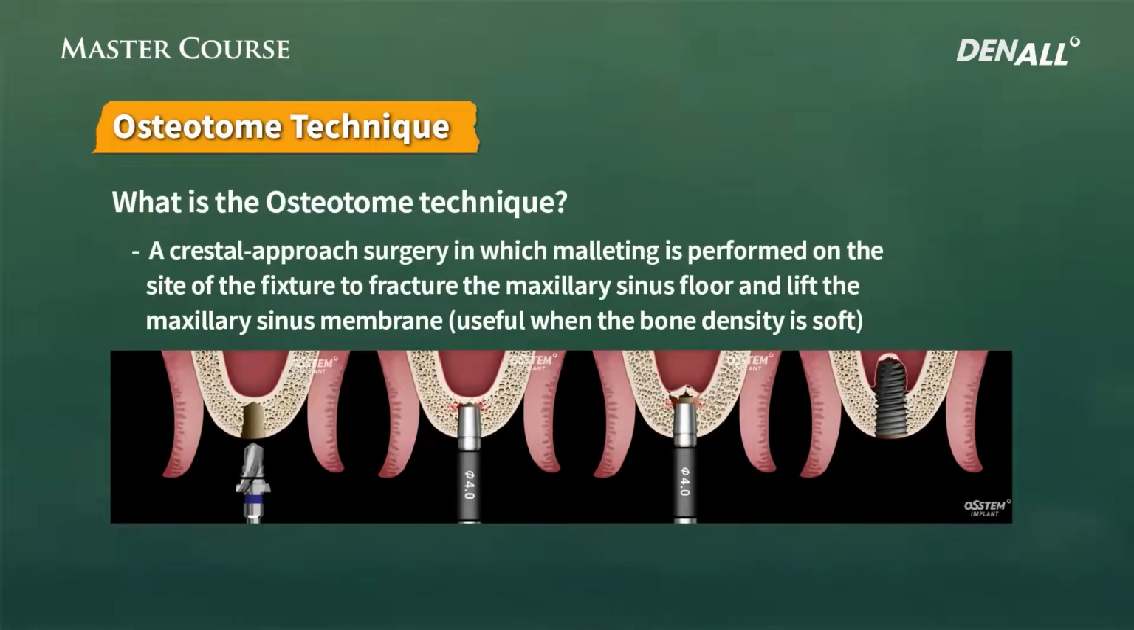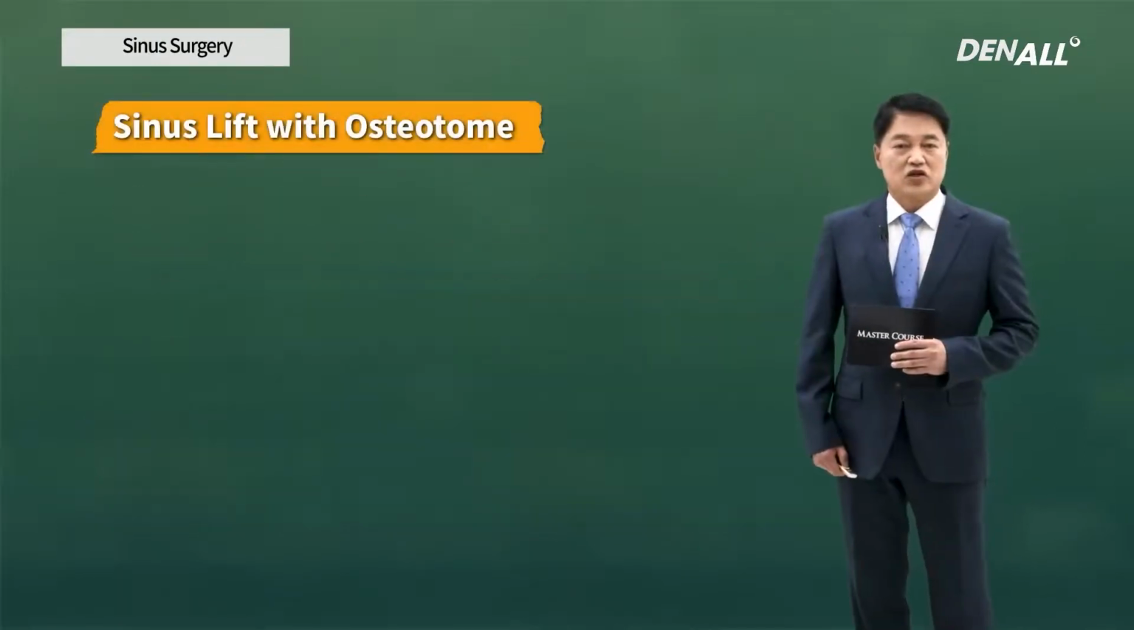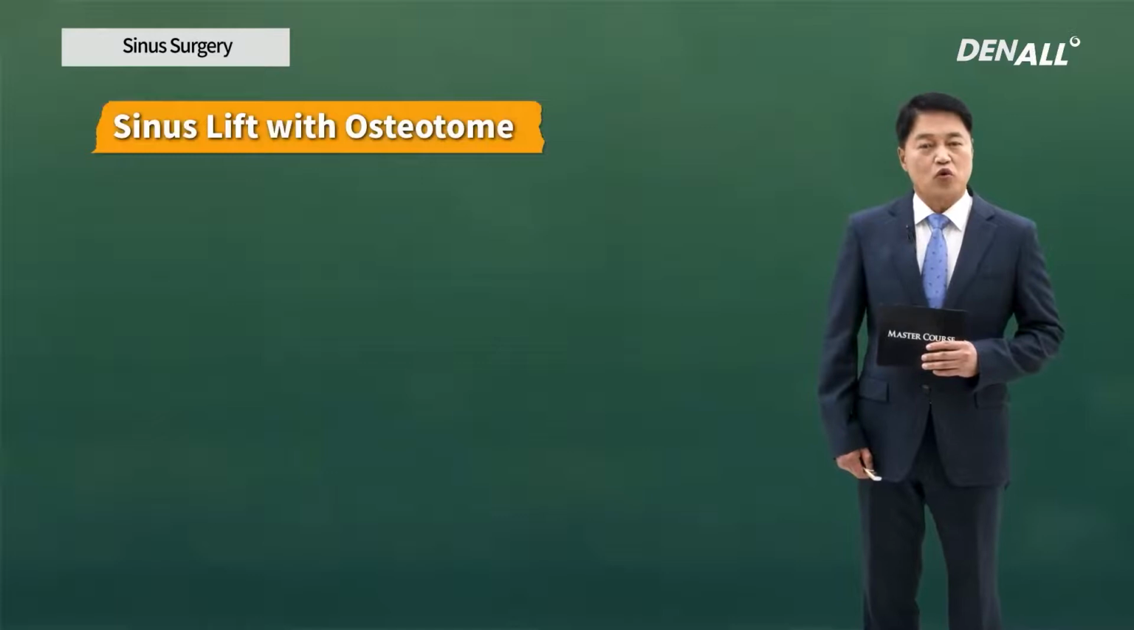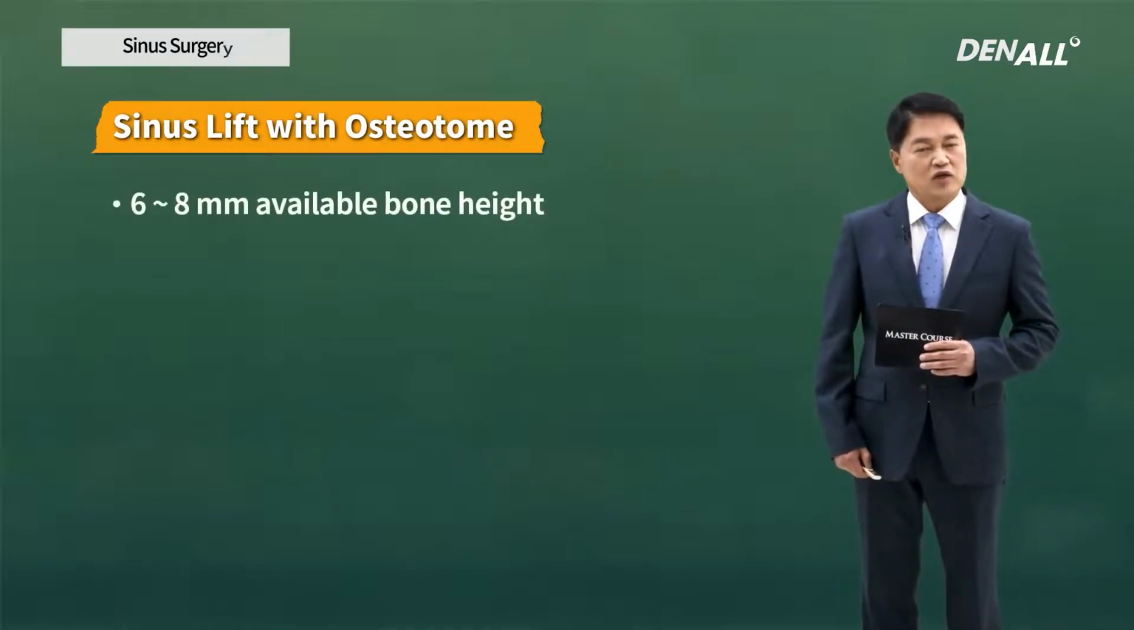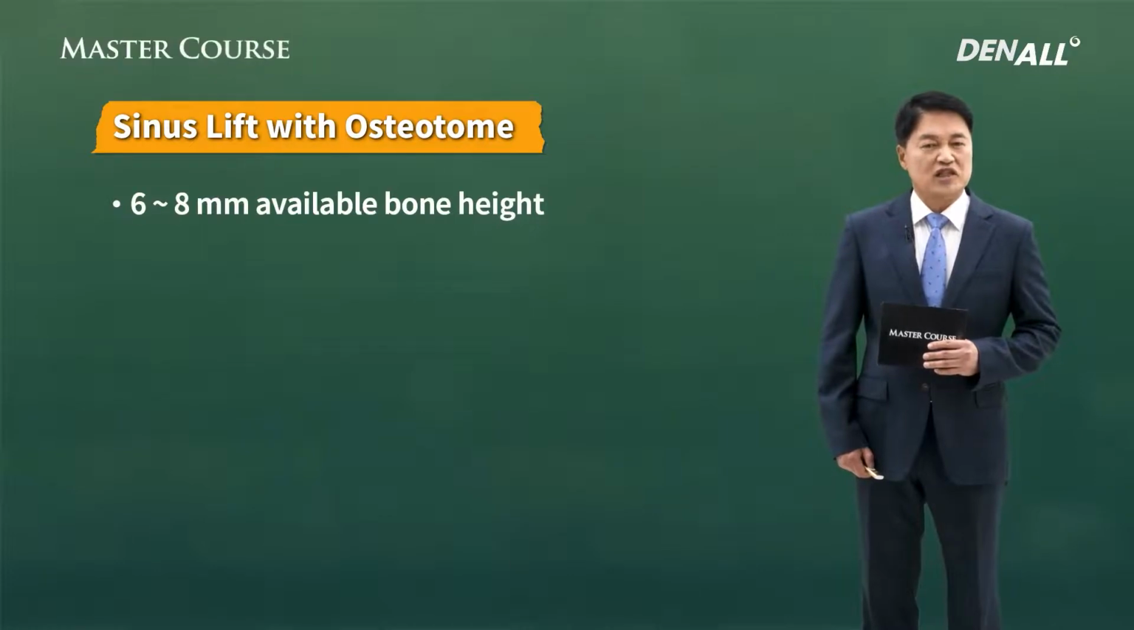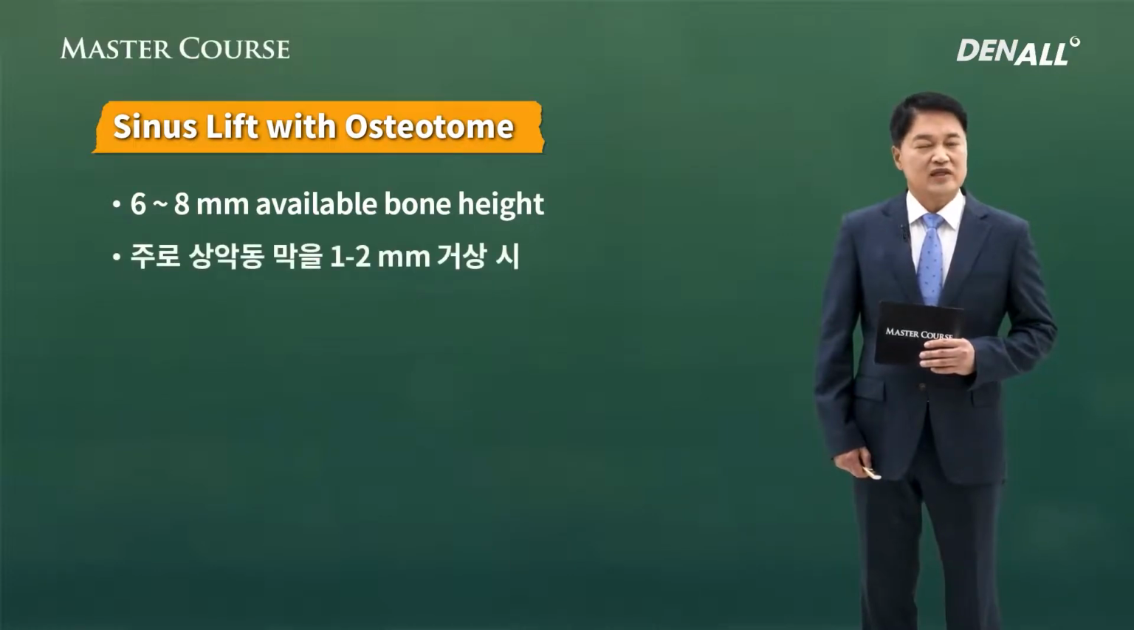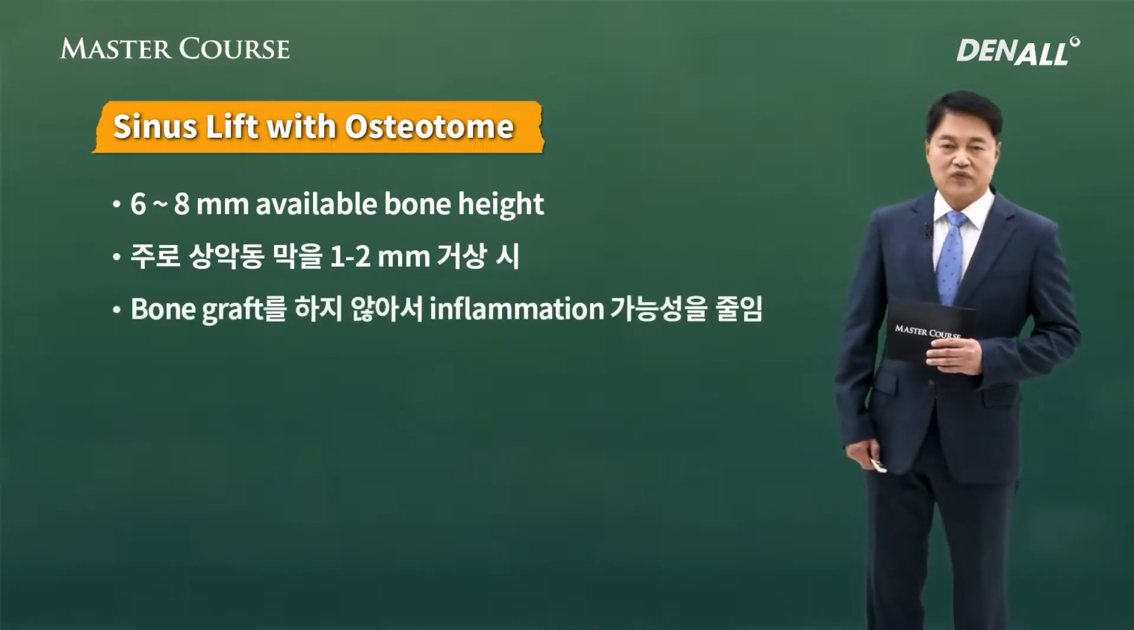As you can see, it's a crestal approach surgery in which drilling is performed on the site of the fixture to fracture the maxillary sinus floor and lift the maxillary sinus membrane, and it is very useful when the bone density is soft. As mentioned, for the osteotome technique without bone graft, the residual bone height should be 6 to 8 millimeter, and you would lift the Schneiderian membrane by 1 or 2 millimeter.